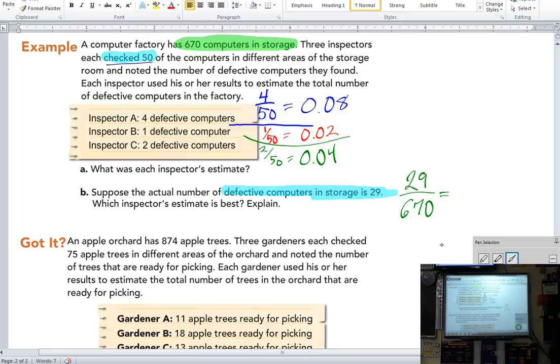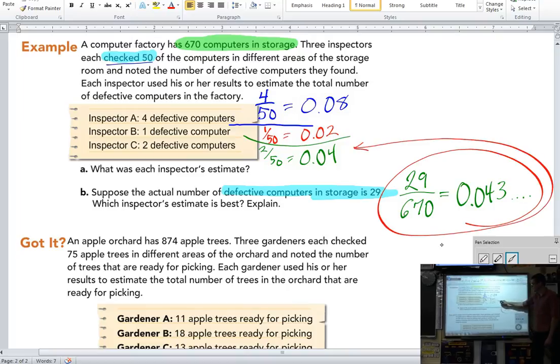That's approximately 30 over 660, which I think is going to be like 5%. Who's got this? 0.0442858. So, whose estimate was the most accurate? Number C.